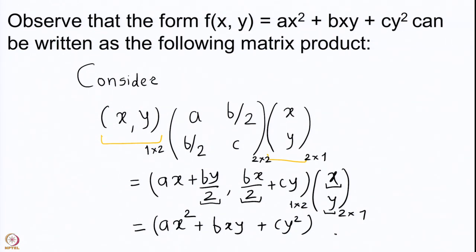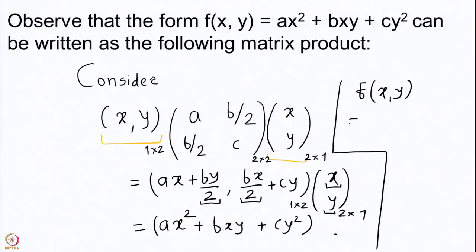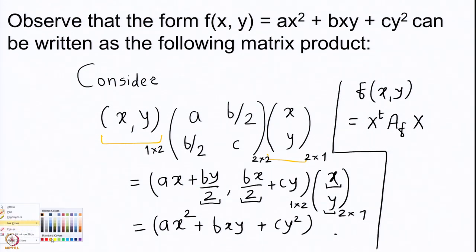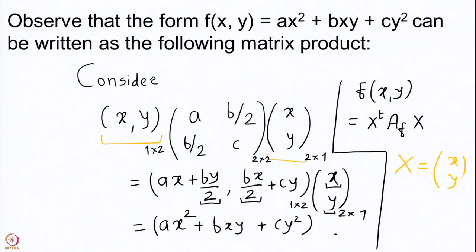So we have written our integral binary form in the following way: F equal to X transpose AF X. So what is our capital X? Capital X is the column vector x comma y, and AF is this 2 by 2 matrix.